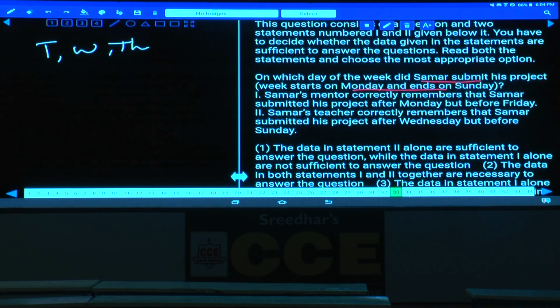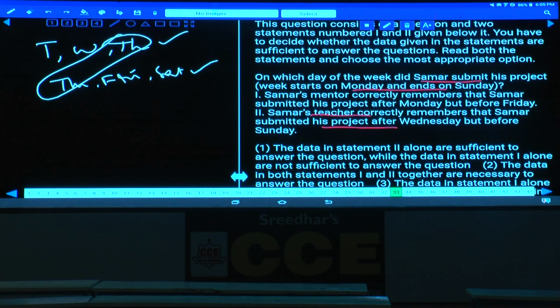What is the next one here? Samir's teacher correctly remembers that Samir submitted his project after Wednesday before Sunday. After Wednesday, this is Thursday, Friday, Saturday. Isn't it? Now, 1 alone is not sufficient because there are 3 different days, and 2 alone also gives 3 different days. If you combine these 2, what is the day common here? Thursday. Are you getting the answer or not? By combining these 2 statements we can determine the answer. Choice 2. The data in both the statements together are sufficient.